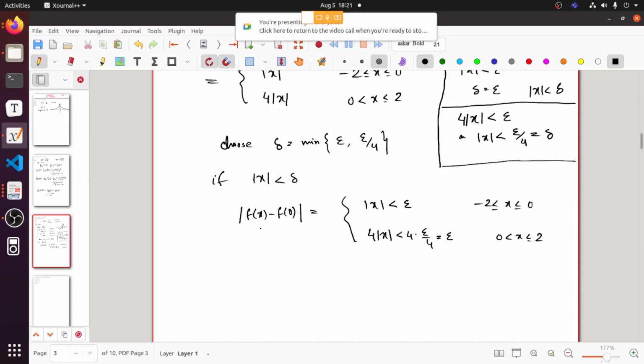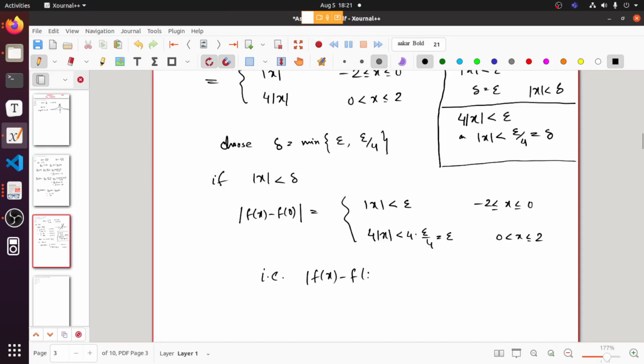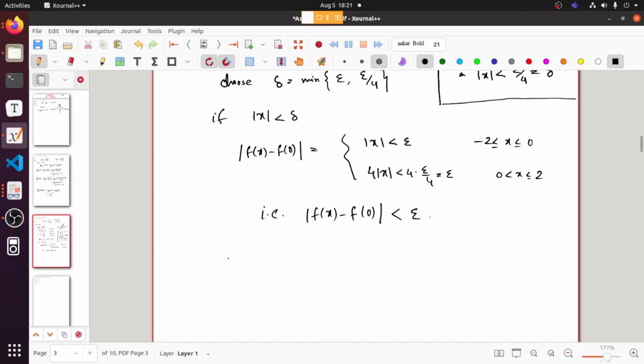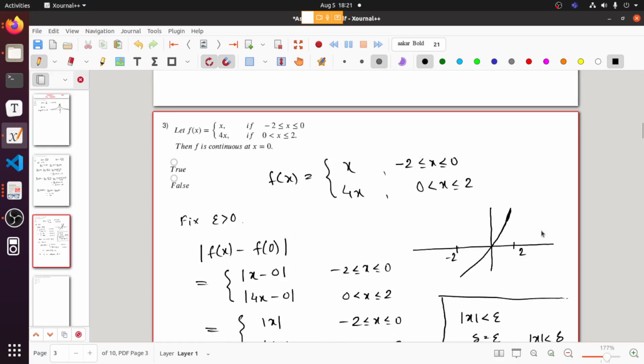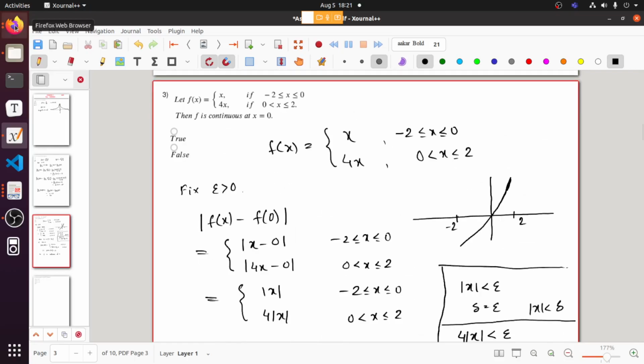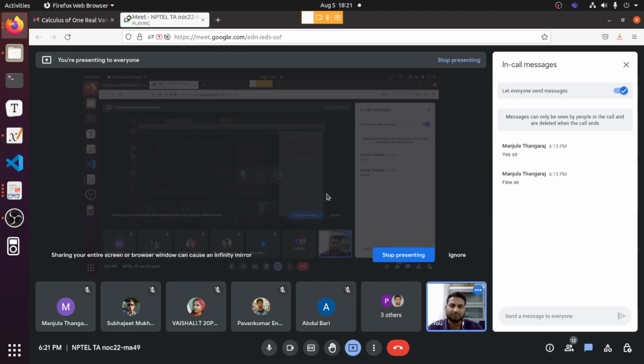So for this delta you will get mod of f(x) minus f(0) less than epsilon. This is the meaning that f(x) is continuous at 0. So f is continuous at 0. Right? Is this fine? Any doubt with this? Any doubt with question number 3? Continuity of f?